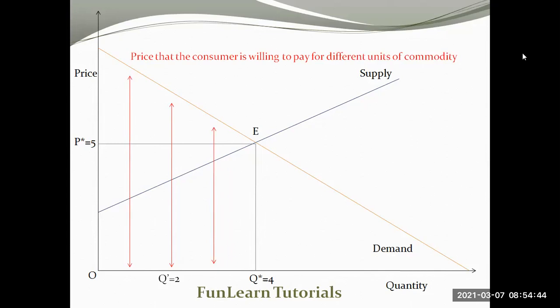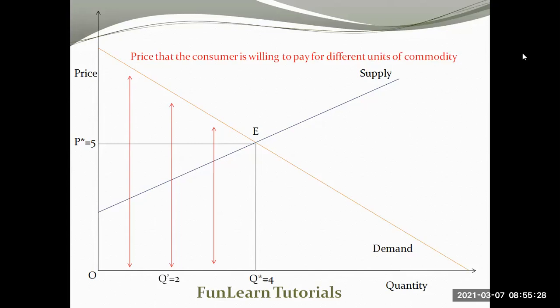So let's suppose for the first unit, the consumer is willing to pay a particular amount of price. For the second, as we can see from the downward sloping demand curve, the price that the consumer is willing to pay for the second unit of commodity is less than the price that the consumer is willing to pay for the first unit of commodity. Similarly, the price that the consumer is willing to pay for the third unit of commodity is less than the price that the consumer is willing to pay for the second unit of commodity. This is justified by the law of demand, which says that as the price of a particular commodity falls, the consumer starts to increase the quantity demanded.